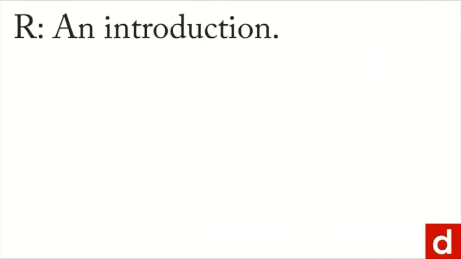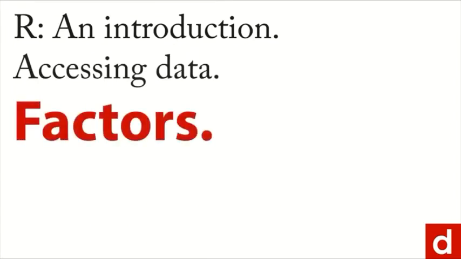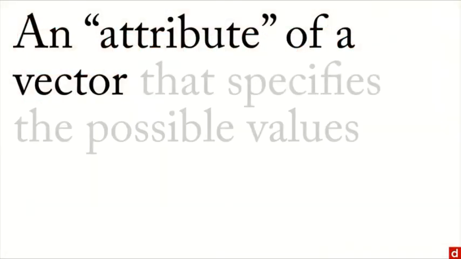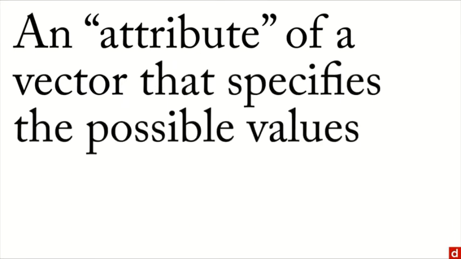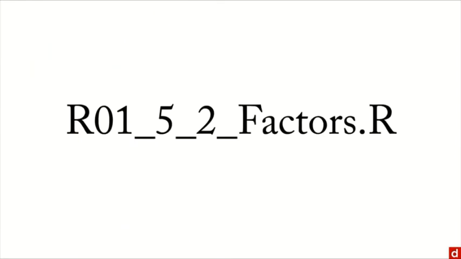To continue our introduction to accessing data, we want to talk about factors. And depending on the kind of work that you do, this may be a really important topic. Factors have to do with categories and names of those categories. Specifically, a factor is an attribute of a vector that specifies the possible values and their order. It's going to be a lot easier to see if we just try it in R, and let me demonstrate some of the variations. Just open up the script and we can run through it together.